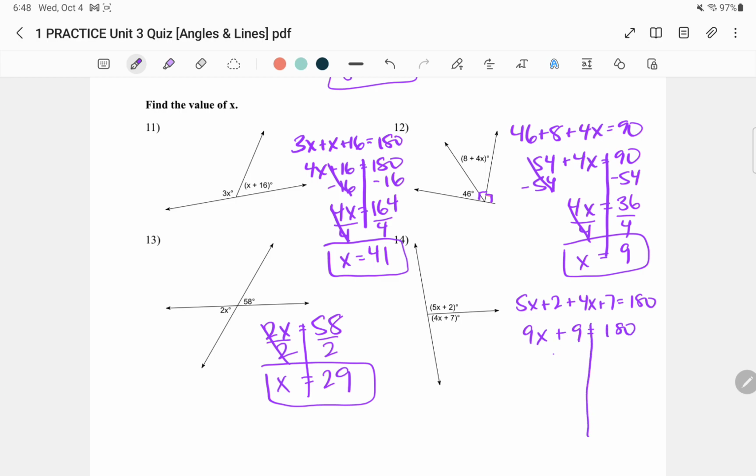We draw our line and then subtract 9 from both sides to get 9x equals 180 minus 9 is 171. And we divide it by 9. So let's see, 180 divided by 9 is 20, but 1 less than that would be 19. Again, you can use a calculator though.